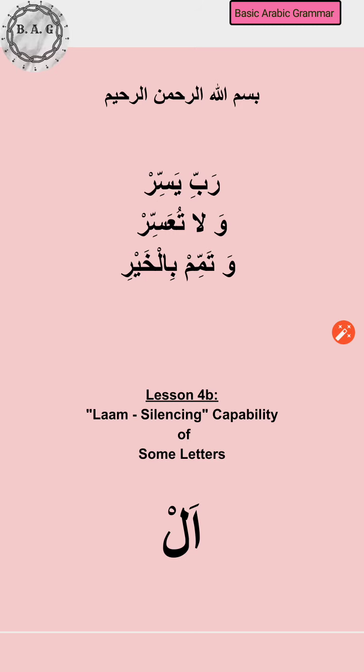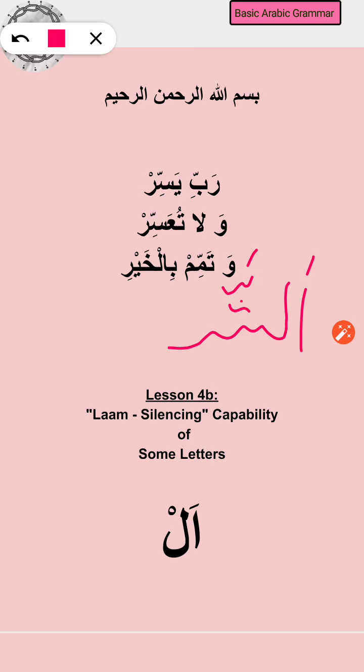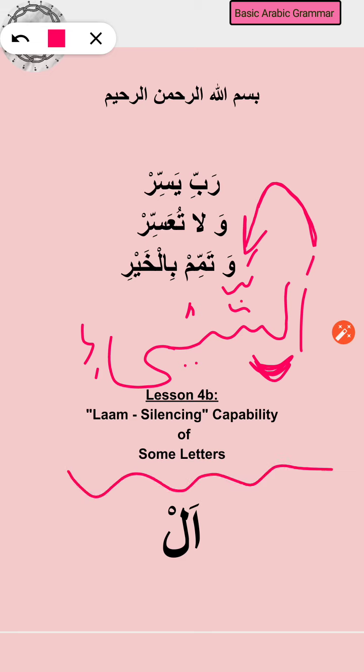Well, we stopped our discussion earlier on at a special example, and that was ash-shay'u. So we ignored this lam sound and we connected the alif, or rather the hamza, directly to this sheen. We are going to study why that has happened.